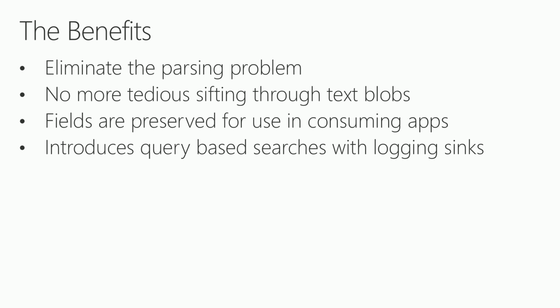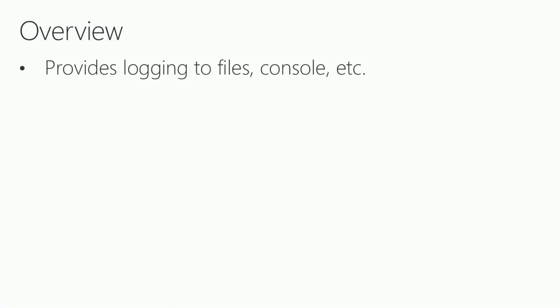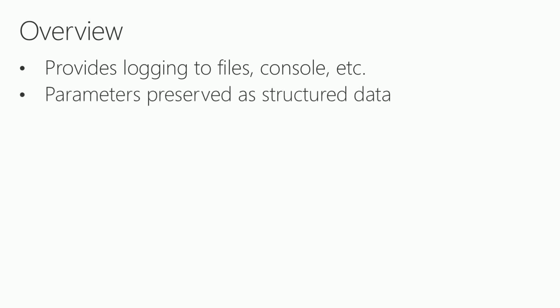It means that you know that the data you're getting is the data you need. So let's talk about Serilog, which is a .NET framework. It's the one we chose, and we definitely like it. Serilog is a framework that provides logging to files or the console, etc. So it acts in a similar manner to frameworks that you're already used to, but it also allows for parameters to be preserved as structured data.